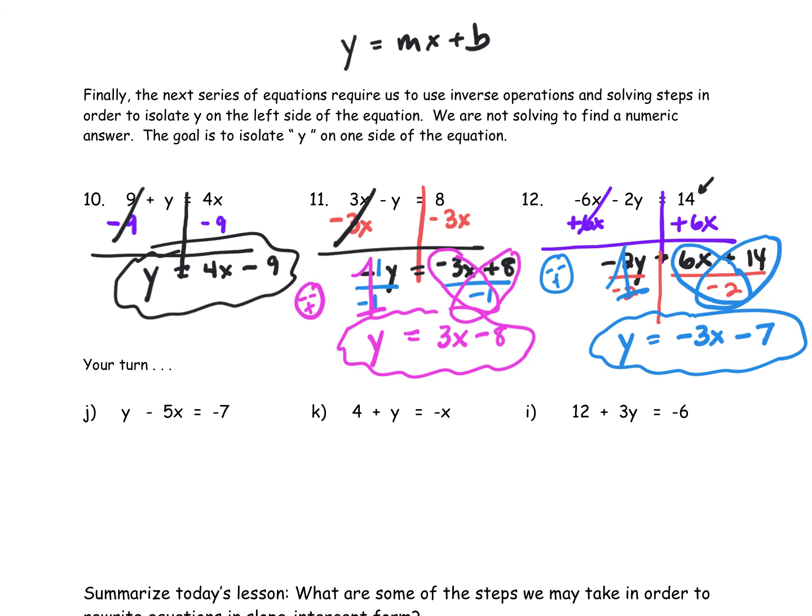These are by far the hardest because we not only have to eliminate a term on the same side with the y, we often have to take another step.